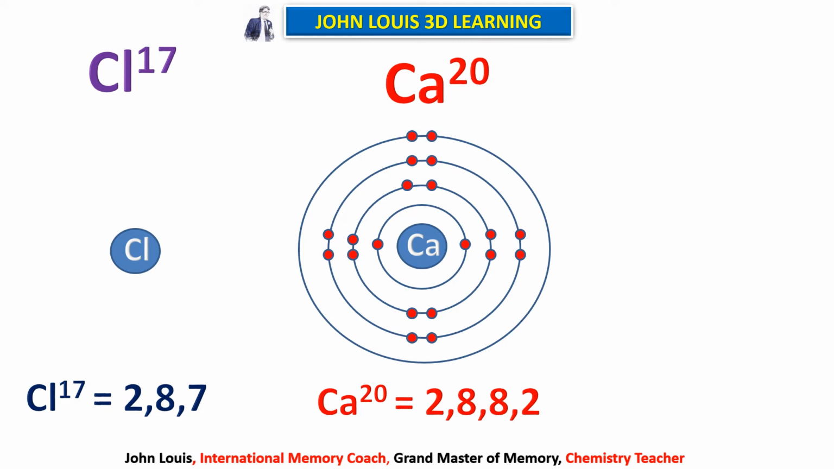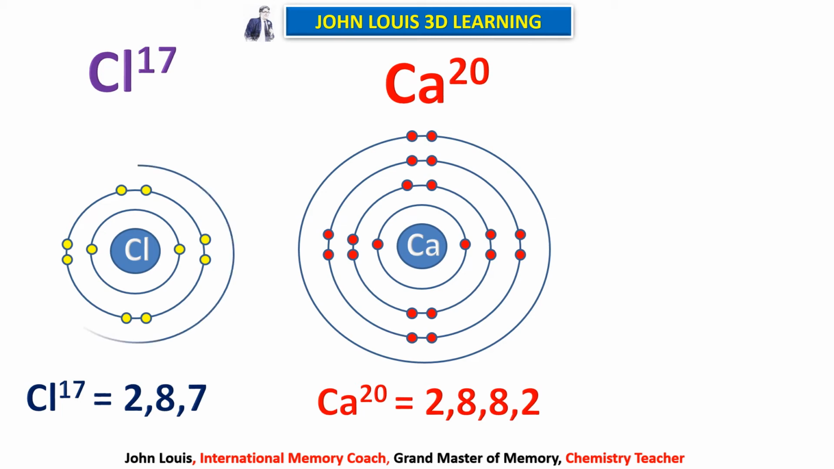Now the 17 electrons should be filled up in the orbits. First orbit, 2 electrons, 1, 2. Second orbit, 8 electrons, 1, 2, 3, 4, 5, 6, 7, 8. So 2 plus 8 is 10. How many remaining? 7 more remaining.